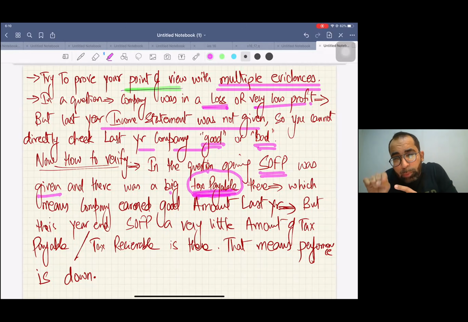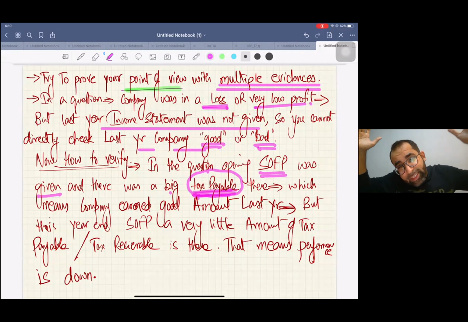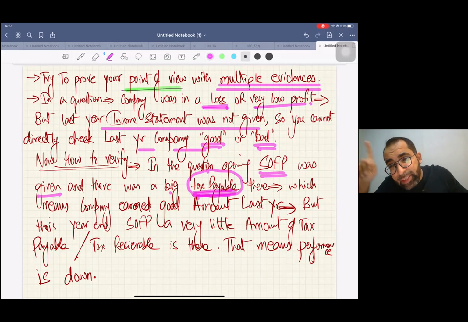This year's opening balance sheet means last year's closing balance sheet. And if in last year's closing balance sheet there is a big tax payable, that means the company earned a lot last year. That's why the company has to pay a big tax this year. So this is evidence that the company earned a lot.